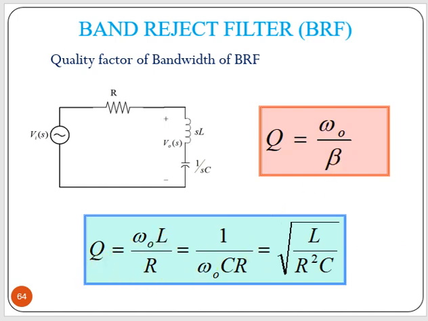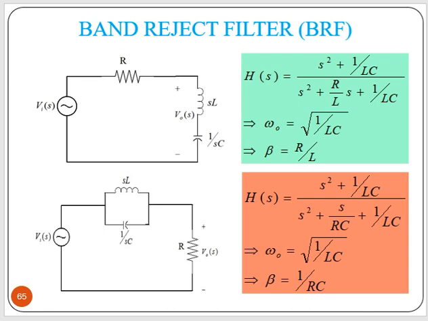Same formula. Now we can have another circuit, the band reject filter. Here, without taking the output from R, L and C in series, we connect L and C in parallel, make the resistance here, and take the output from this resistance.